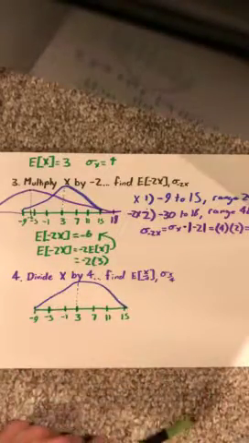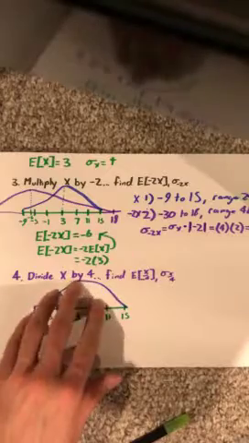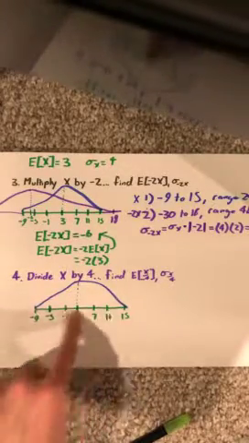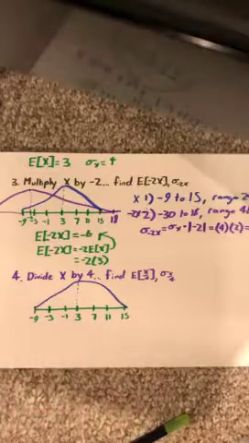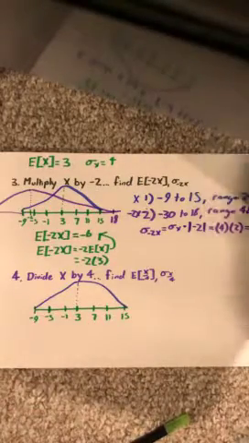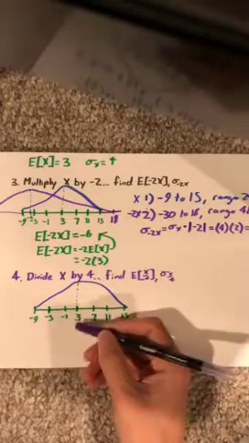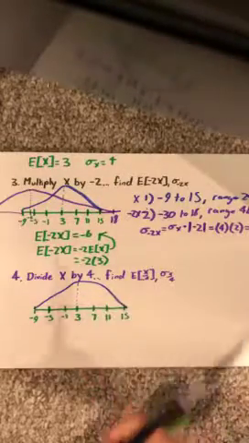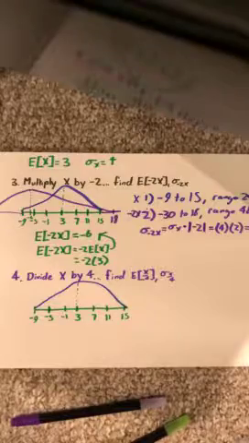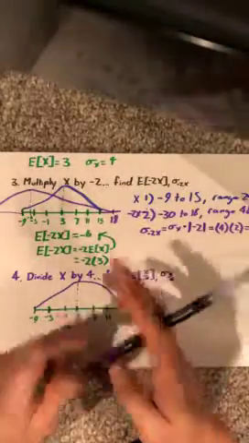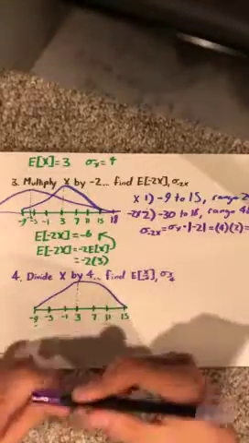Now we're going to divide every point in this distribution by 4. That's what it's saying. Divide x by 4, so x can take on any of these values, and we're going to divide them all by 4. So if we do that, we'll take first our center, which is our expected value. So we're going to divide 3 by 4. A little simple calculation should tell you that 3 divided by 4 is just 3/4 or 0.75.